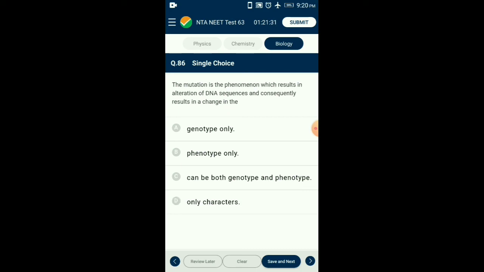Question number 86. Mutation is the phenomenon which results in alteration of DNA sequences and consequently results in a change in the genotype or phenotype. In mutation, the chemical nature of the genetic material gets altered, which results in alteration of DNA sequences. As a result, the phenotype of the individual may get changed. So the answer is option C, can be both genotype and phenotype.